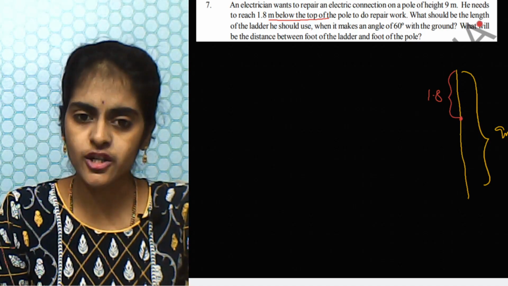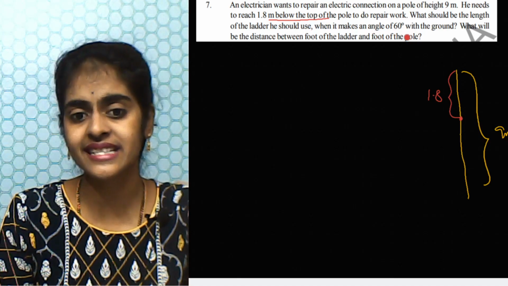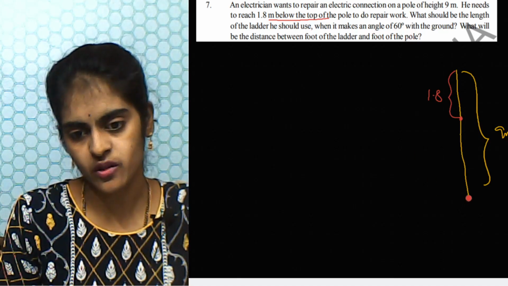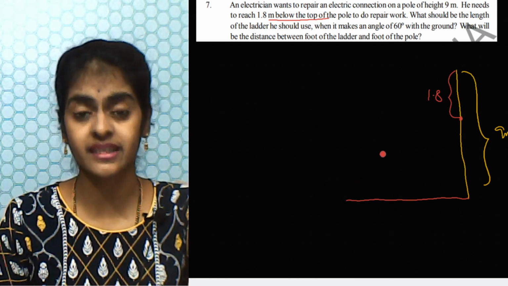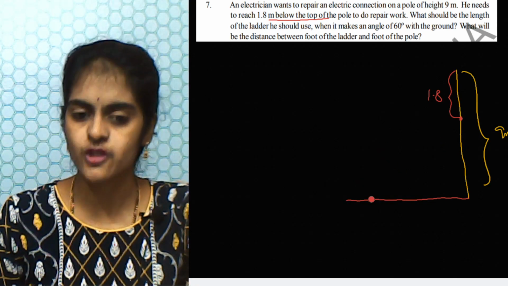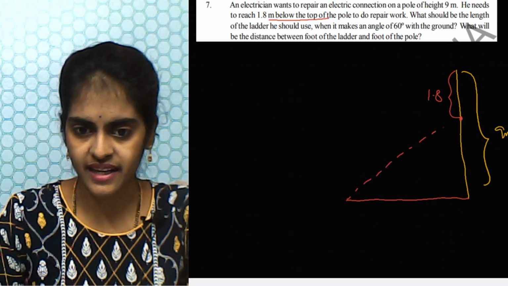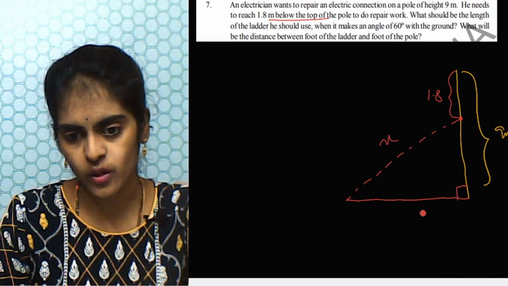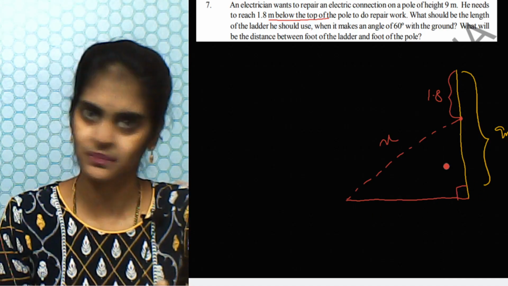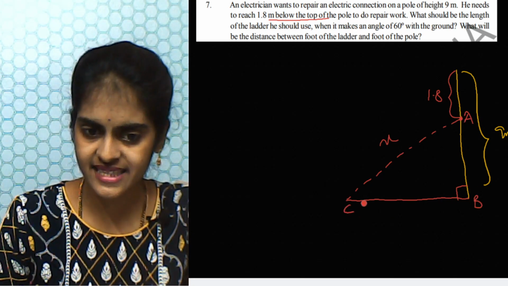So what should be the length of the ladder he should use when it makes an angle 60 degrees with the ground? So suppose this is the ground. They are asking what is the length of the ladder that the electrician has to use so that he can reach this point. So you have to find the length of the ladder, which is the hypotenuse. Why? Because here the pole and the ground are perpendicular to each other. Simple. So let me take this as A, B, C.